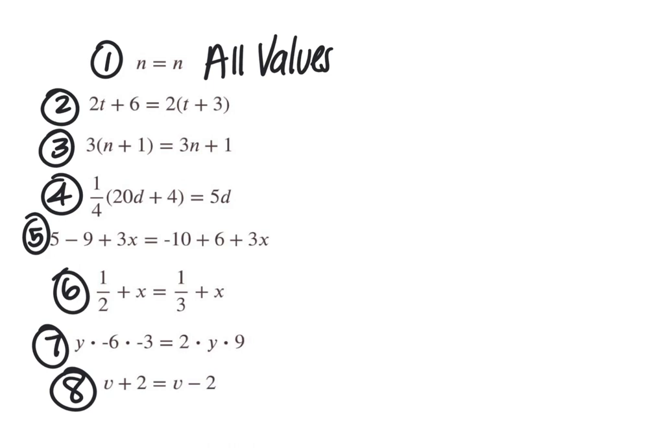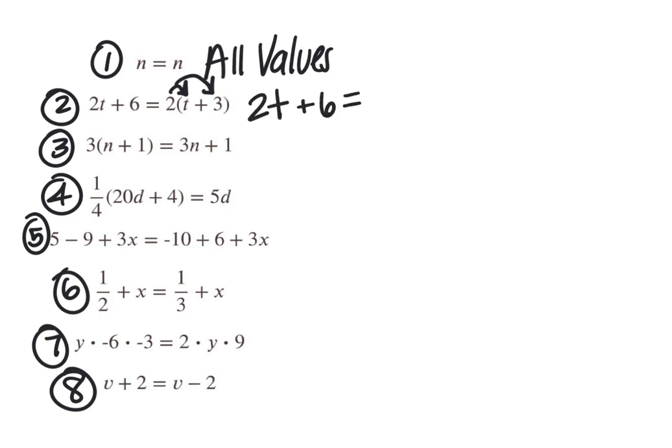On the left side, we have 2t plus 6. And then on the right side, we have 2 times a quantity, t plus 3. So let's think about this. Is this going to be an all situation or a none situation? Well, let's see if we distribute what things could look like. So I'm just going to rewrite my equation here.